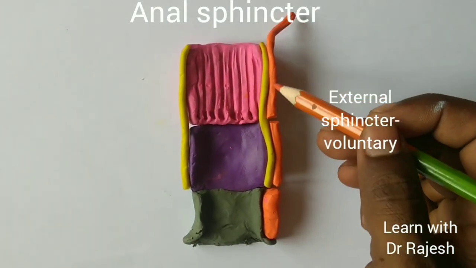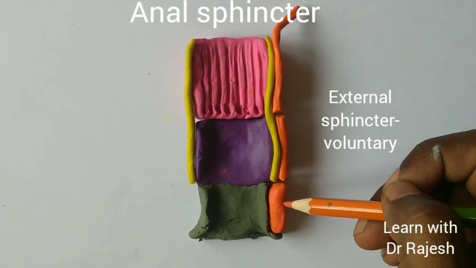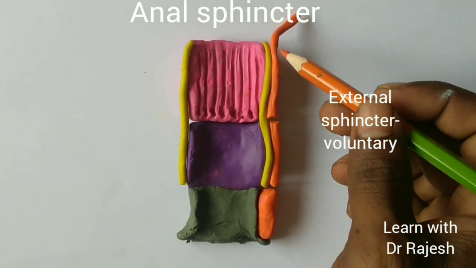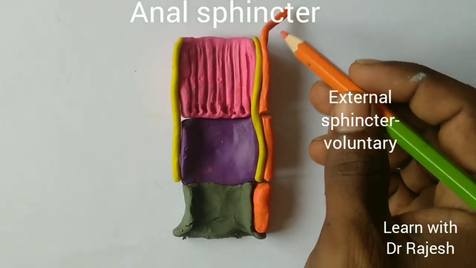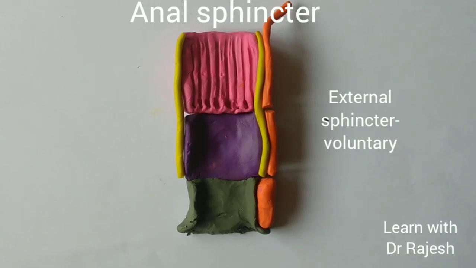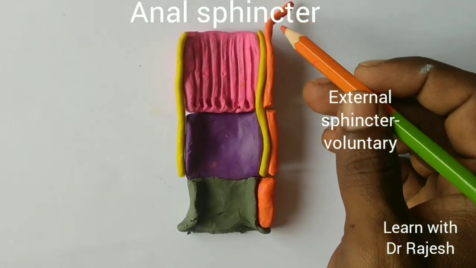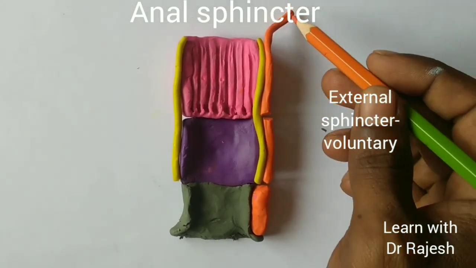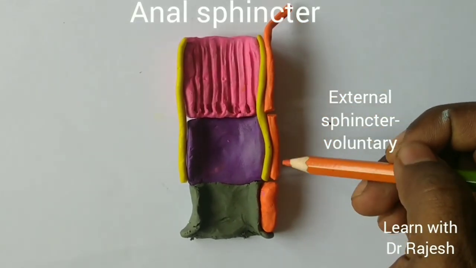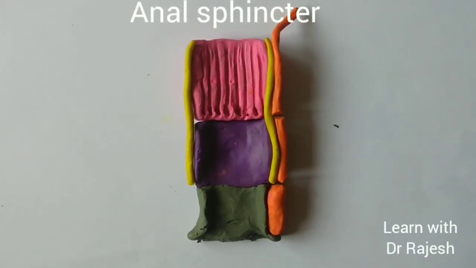This external anal sphincter is under voluntary control. It is innervated by the inferior rectal nerves and the perineal branch of the fourth sacral nerve.